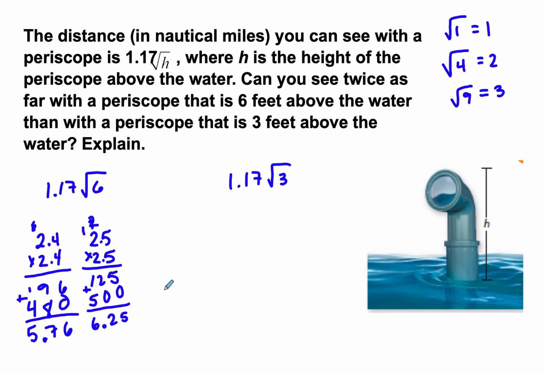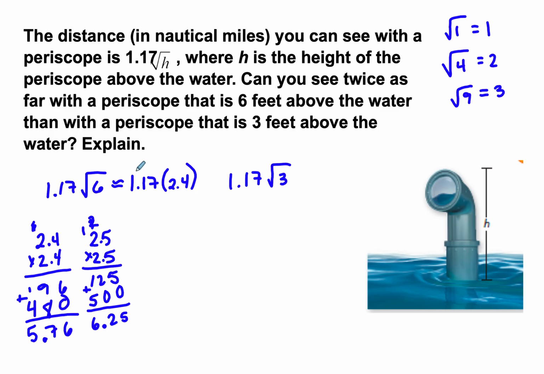Holy moly, those are very, very close to being about the same. It is right in between these two. This is 24 hundredths from below 6. This is 25 hundredths above 6. So to the nearest tenth, it's going to be about 2.4. So I'm going to say that that value is about 1.17 times 2.4.